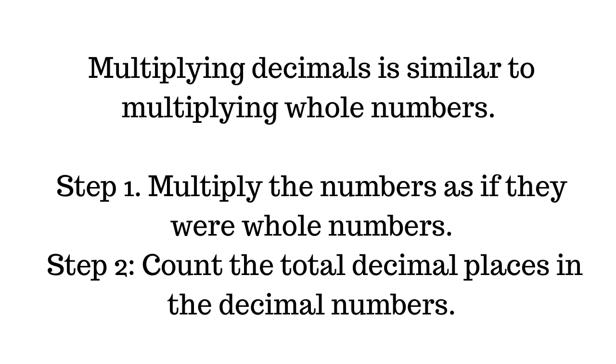Multiplication of decimals. Multiplying decimals is similar to multiplying whole numbers. Here are the steps. Step 1. Multiply the numbers as if they were whole numbers. Step 2. Count the total decimal places in the decimal numbers.